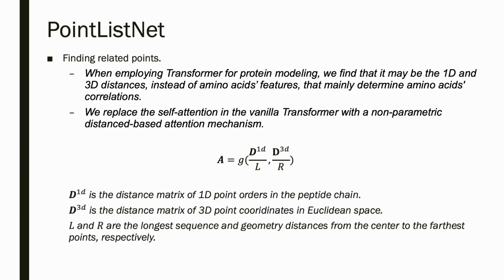So for finding related points, we use a non-parametric distance-based attention mechanism. This is because when employing a transformer for protein modeling, we find that it may be the 1D and 3D distances, instead of amino acid features, that mainly determine the amino acid correlations. Self-attention may not be that effective. Therefore, we replace the self-attention in the vanilla transformer with a distance-based attention.